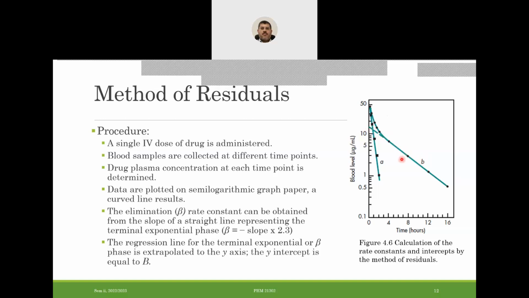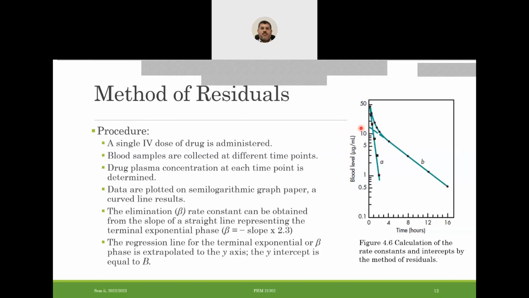The slope, if we calculate it, will give us the beta value, and the intercept will give us the B value. So the B intercept is for this extrapolated line. So here will be the value of B. Okay, so where are the residuals now?